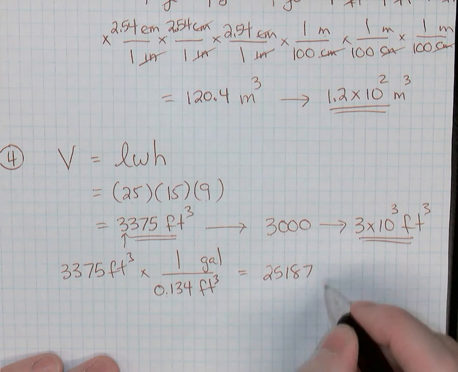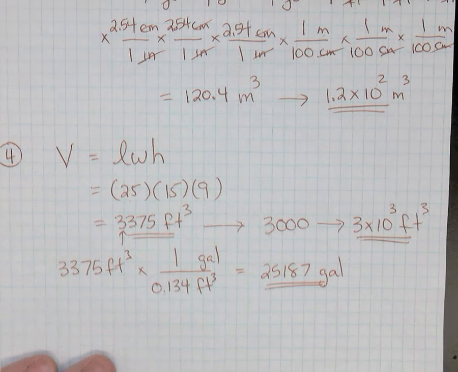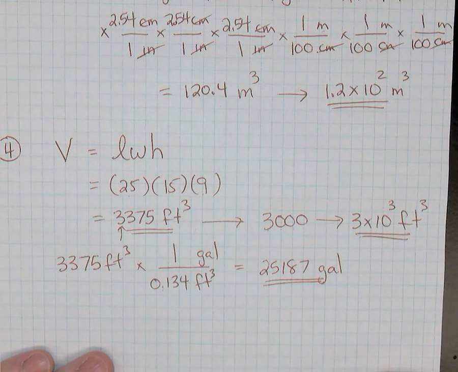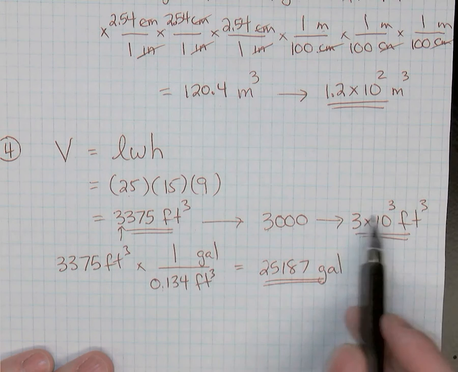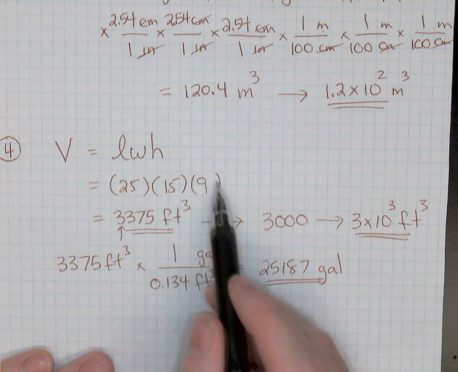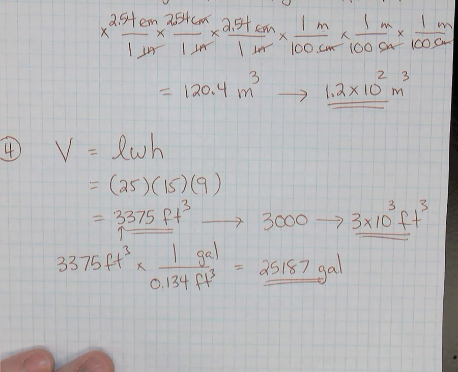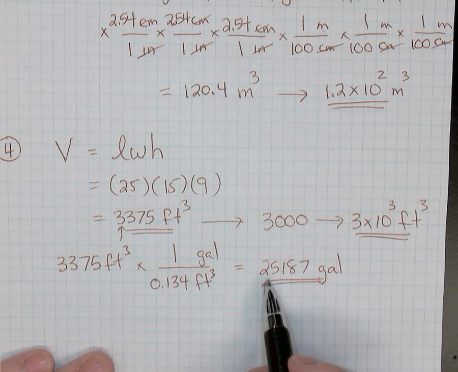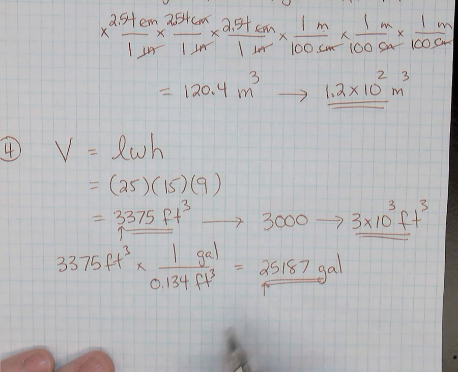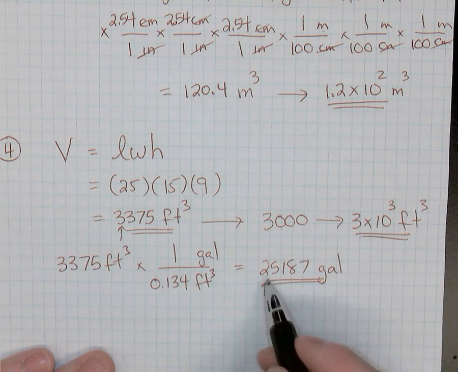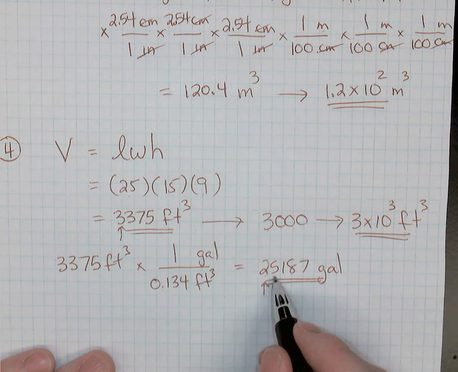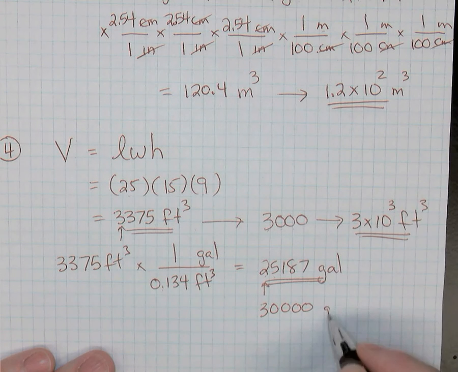25,187, I'll say, gallons. And now let's round that number off so it has just one significant digit. Remember, we can only keep one digit in this answer because of this 9 in the original problem. So 25,000, if we can only keep the first digit, the one digit, we'll have to round it up to 30,000, right, to keep just one digit, because there's a 5 after the 2. This will become 30,000 gallons.